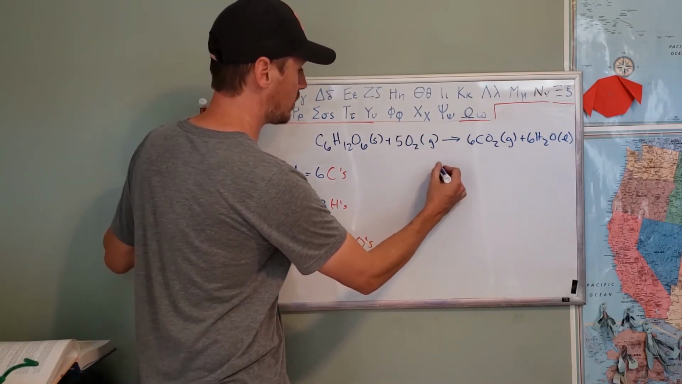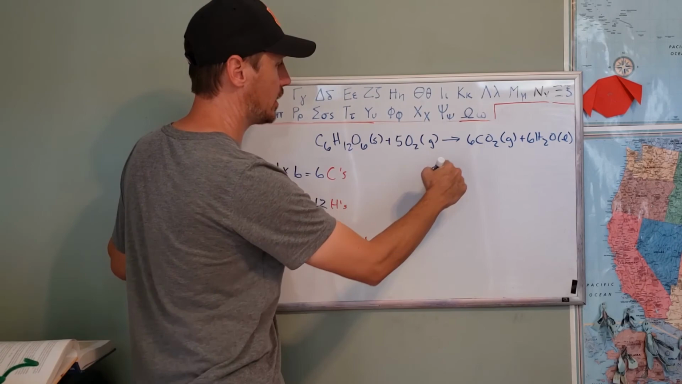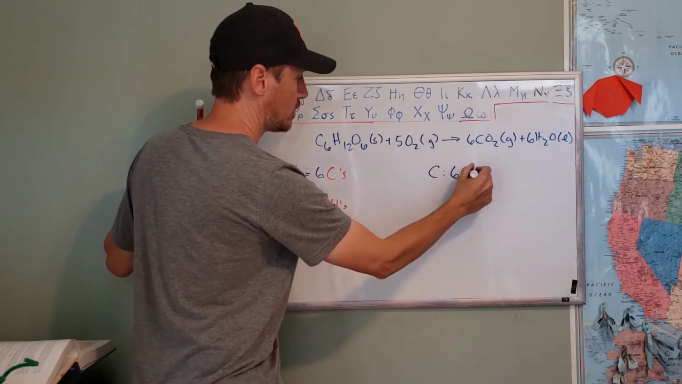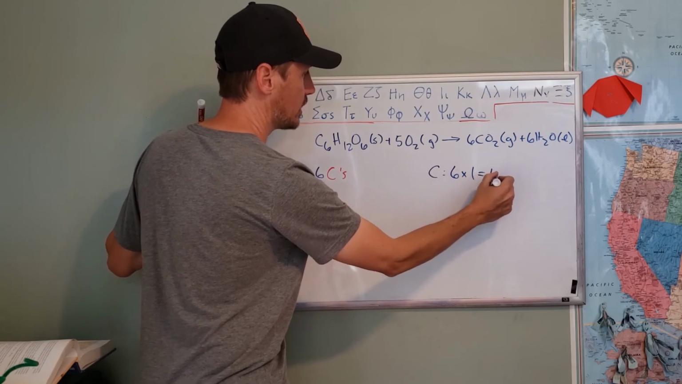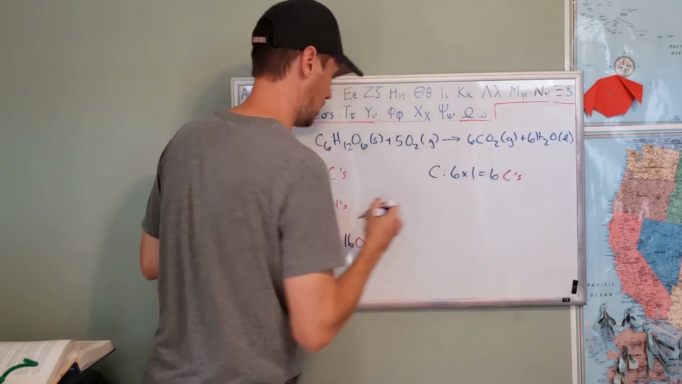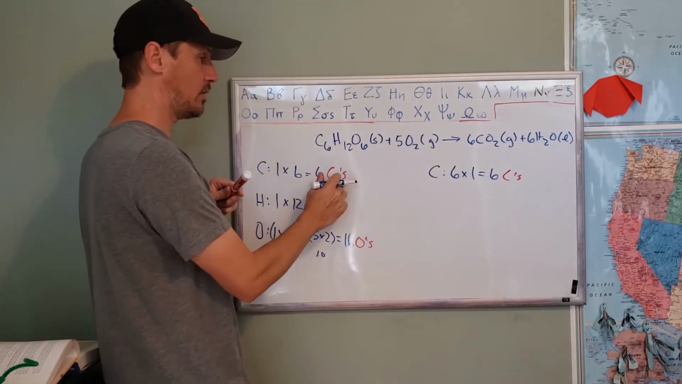So what about the C's on this side? Let's do C's first on this side here. We've got 6 times 1 C there, right? For a total of 6. That's the only compound that has a C in it. So we have a total of 6 C's. Looking good so far. That's what we have on this side, right?